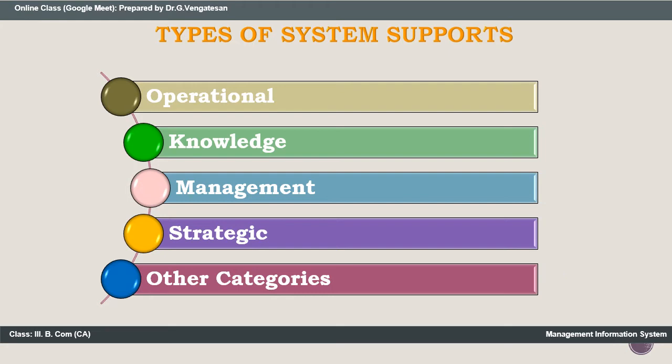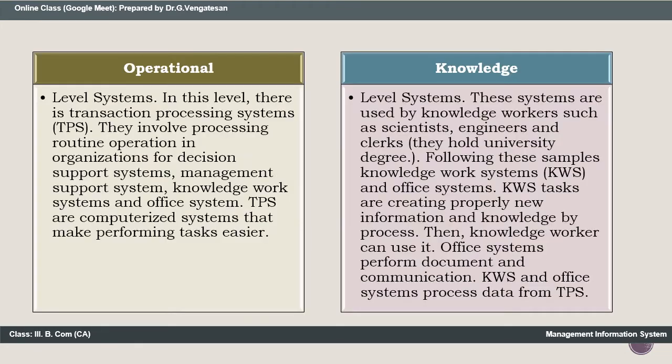Now we will discuss these one by one. We will discuss what is operational, what is knowledge, what is management, what is strategic, and finally the other categories. In the other categories we have a few divisions too. Now we will go with the first one, operational system support.